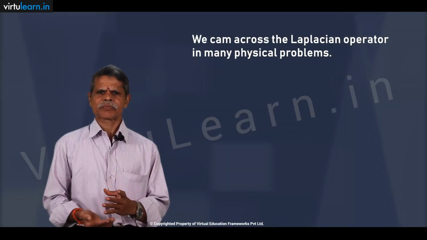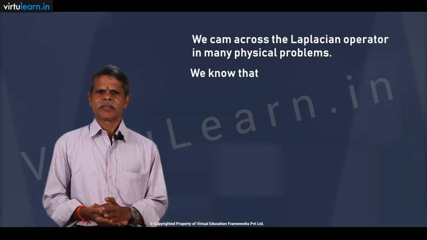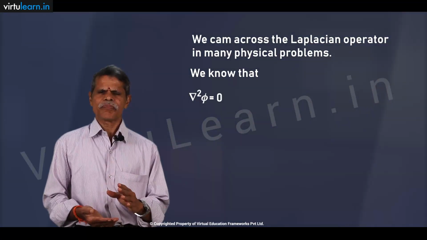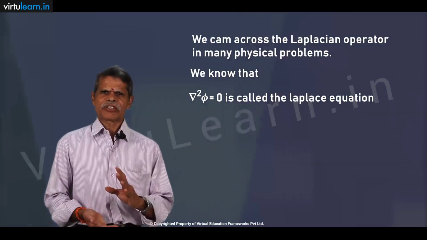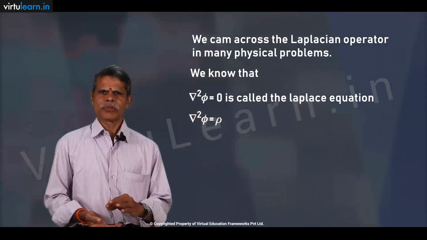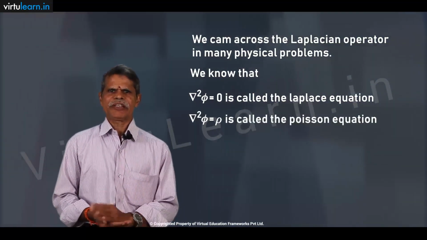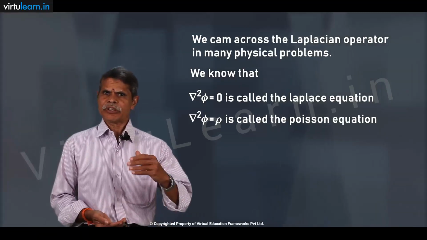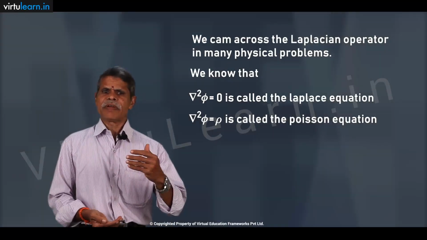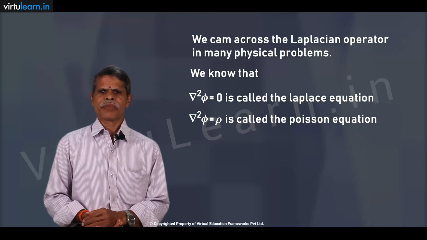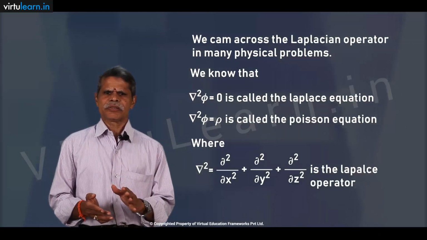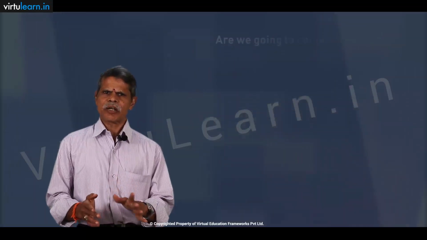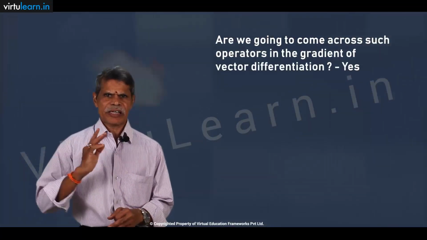We come across this operator in many fields of science and technology. In fact, we know that del square phi is equal to 0 is called the Laplace equation, and del square phi is equal to rho is known as the Poisson equation. Laplace equation and Poisson equations are well-known equations. Naturally, a question arises: do we come across such second-order operators in the context of vector calculus?